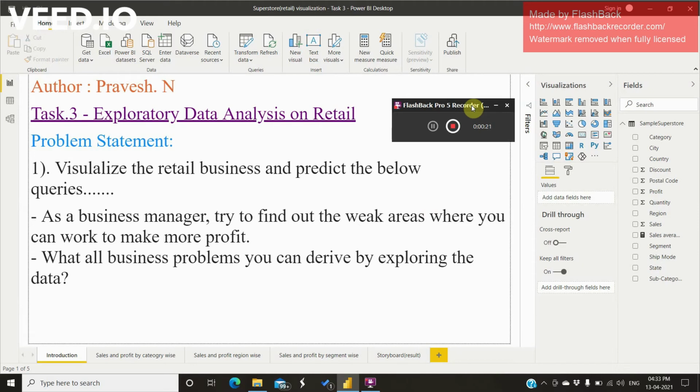Now we can see what all the queries mean. First of all, we want to find out the weak areas where you can work to make more profit. And the second thing, we want to find business problems that you can derive by exploring the data. So we can see the sales and profits category wise.